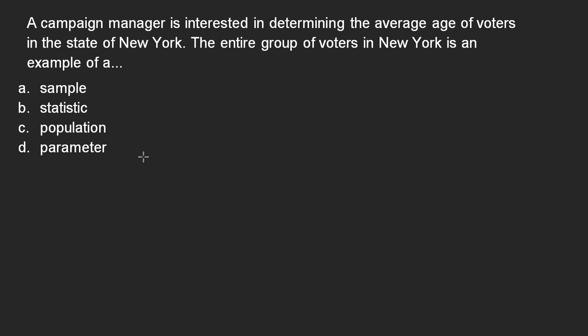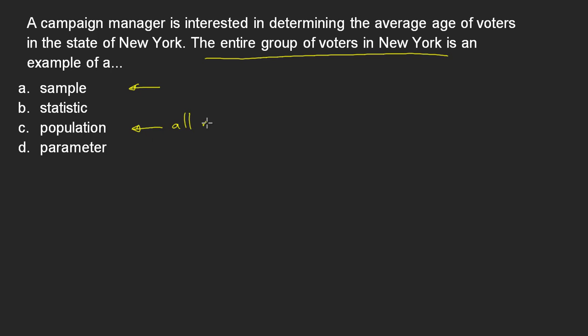A campaign manager is interested in determining the average age of voters in the state of New York. The entire group of voters in New York is an example of either A, a sample, B, a statistic, C, a population, or D, a parameter.